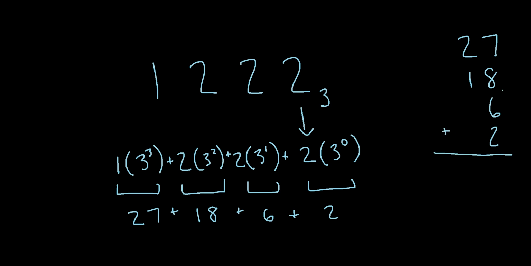7 plus 8 is 15, plus 6 is 21, plus 2 is 23. We'll put the 2 up here. 2 plus 2 plus 1, that's 5. So our final answer is 53. So the base 3 number 1222 corresponds to 53 as a base 10 number.